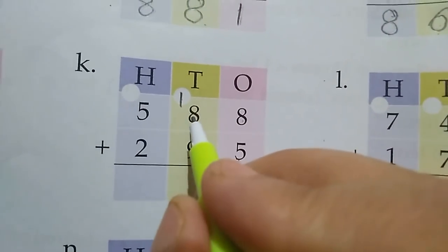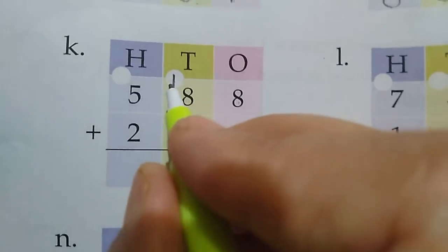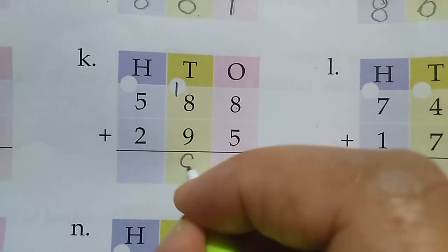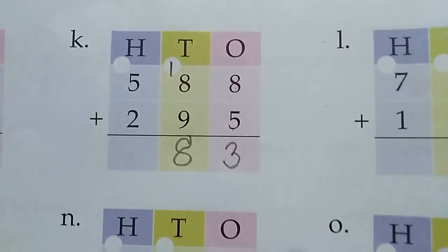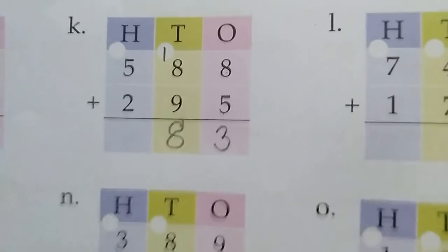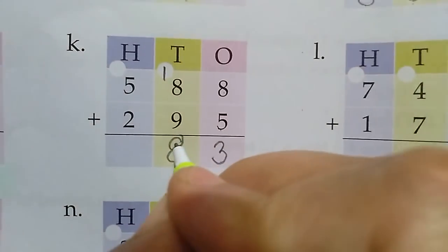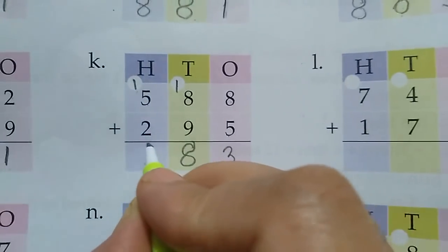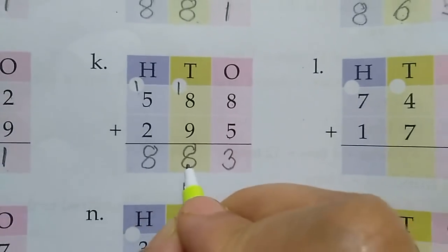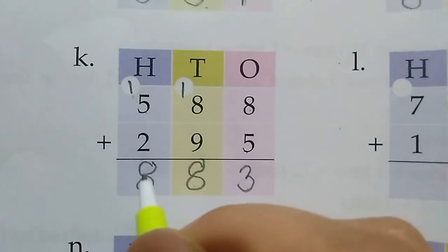Okay, so 9 plus 8 is 17, plus 1 carry 18. Okay, so again we got 18, which is a 2-digit number. Okay, so 8 we have written here and 1 will be carry forwarded. 5 plus 2, 7, plus 1 carry 8. 883. Okay, 883 is our answer.